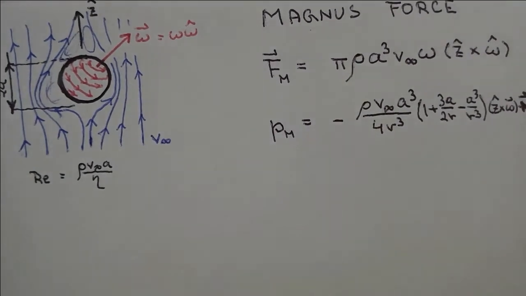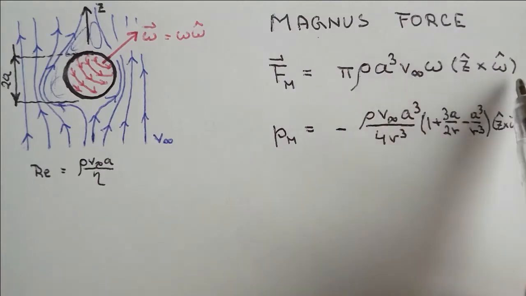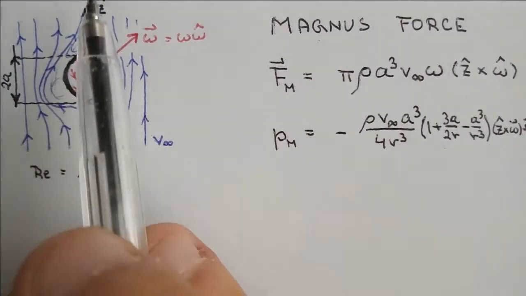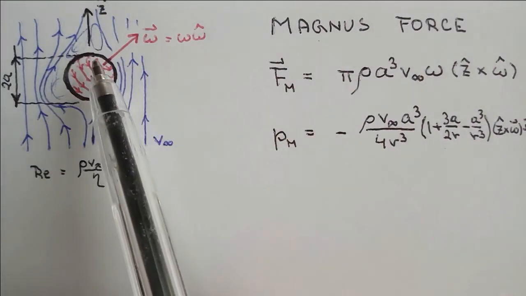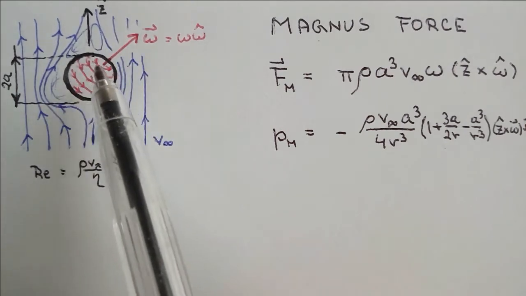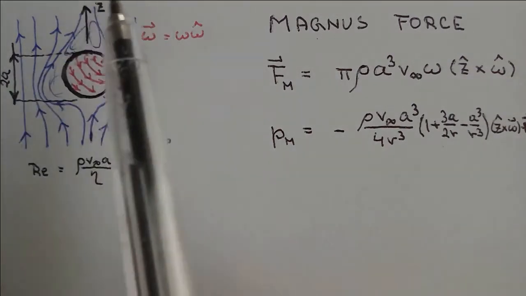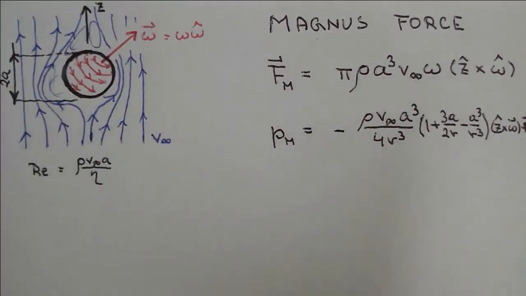And this is a dot product with r, and you can see that there is a vector product between these two vectors, so the force is coming in this direction, behind, in the direction of the paper. And when these vectors are parallel, there is no Magnus force.